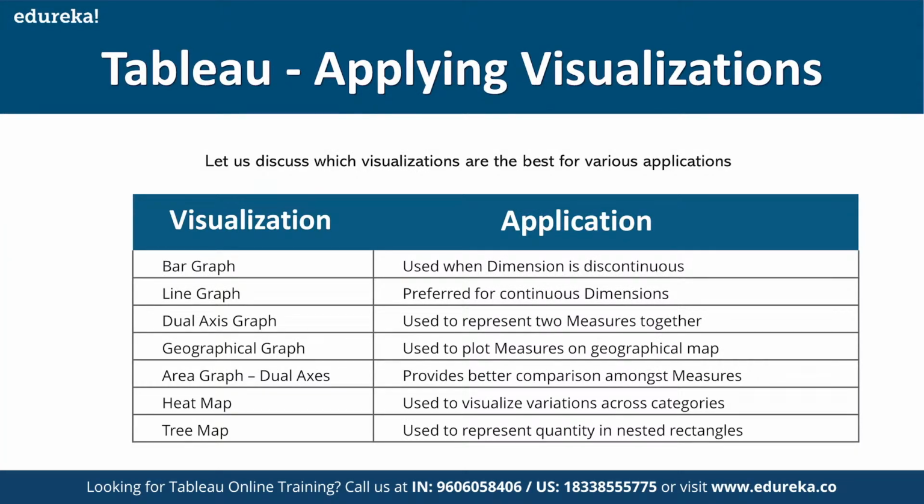Bar graphs are used when you have to perform comparison. Line graphs when you have time series data and would like to check the trend. Dual axis when you're trying to compare two measures' performance against each other. When you have geographical data, then a map. Whether the dual axis is a regular one or area, it is for comparison between two measures. Heat map is to visualize the variations across categories, and tree map is when you have to show the branching out of hierarchical data.